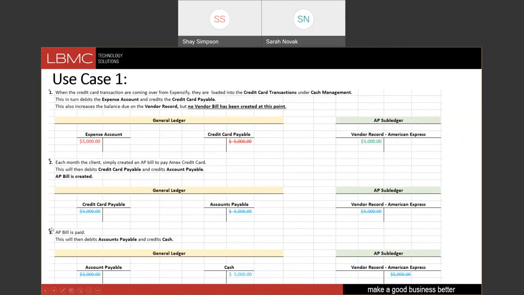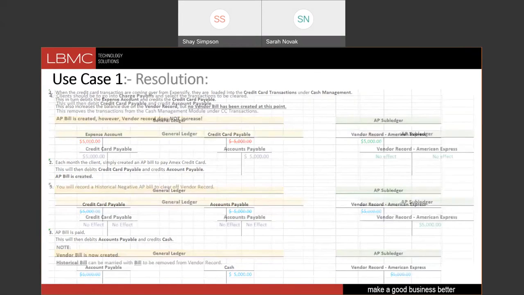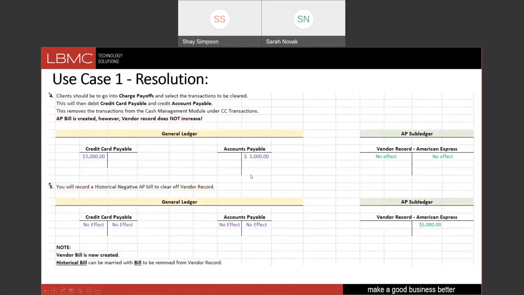So again, what's that also telling me? Well, my ledger does not tie to my subledger. So when you're running a vendor aging report and you're trying to tie out your subledger to your GL, it's like, oh, red flags everywhere. Auditors are coming down on us. All right, so we came up with a resolution.